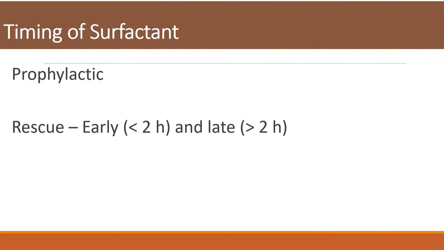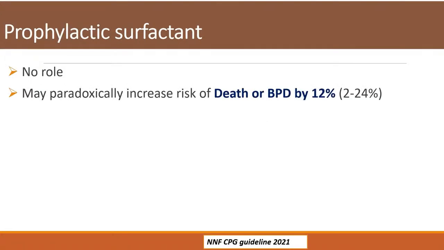And secondly, rescue surfactant administration, which is administering surfactant to a newborn with clinical evidence of respiratory distress, as indicated by signs of rapid breathing, tachypnea, retractions, grunt, and the presence of a substantial need for respiratory support, defined by a minimum PEEP of more than 5 centimeters of water and an FiO2 requirement that has varied in studies between 30 to 40%. And this can be administered either early, that is within 2 hours of birth, or late, more than 2 hours of birth.